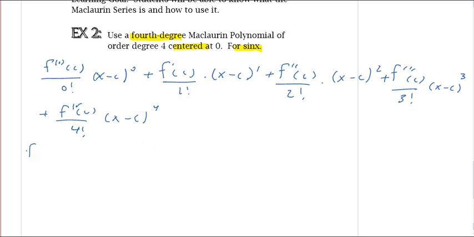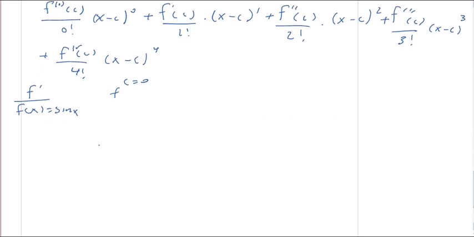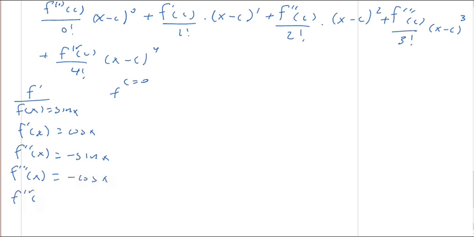Alright, we have f centered at 0. So f of x equals sine x. That's our function. I'm going to scroll down a little bit so I have more room. Okay, I'm going to catch my breath. Let's do it. F prime of x is equal to cosine x. The second derivative is equal to negative sine x. The third derivative is equal to negative cosine x. And the fourth derivative is equal to positive sine of x.